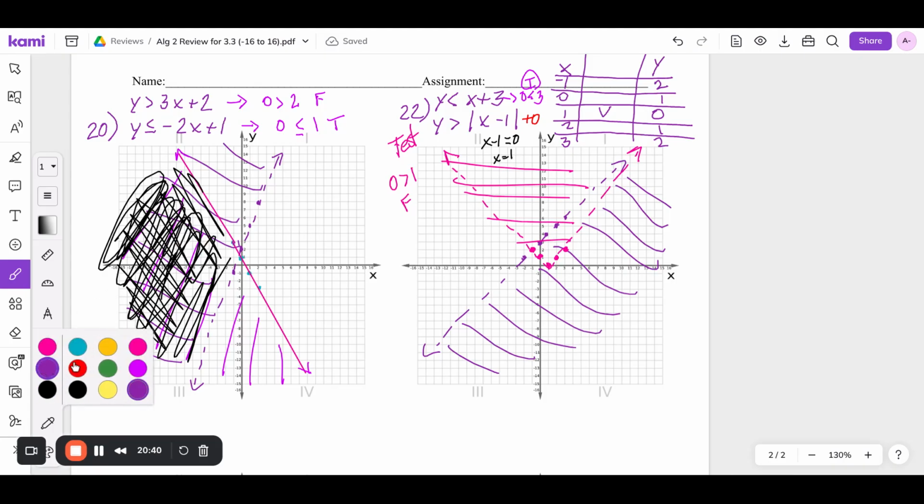Now, notice, we were shading below this line, okay? So where the shading is common to both is inside here. So you're going to make that more prominent.